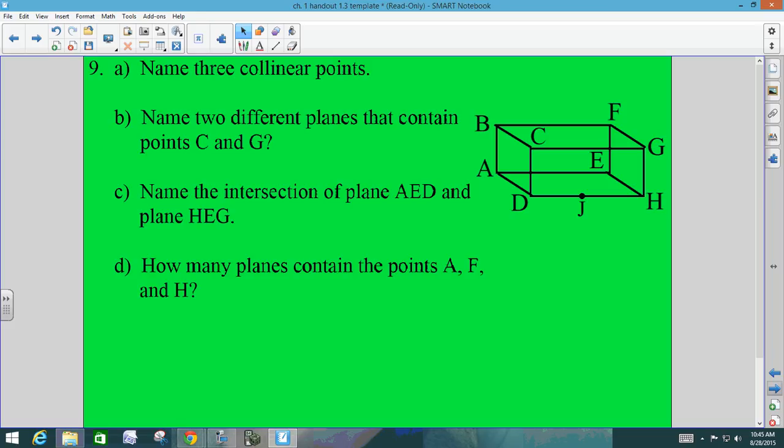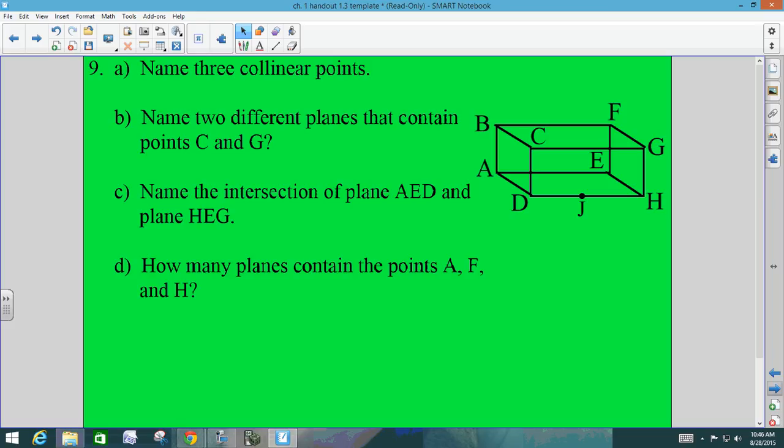So B and C, they only have 2 on that line. C, G. Okay, is G on the same line as these 2? If I extend this line out, will I ever hit it? Okay. Do you see 3 points on this line?